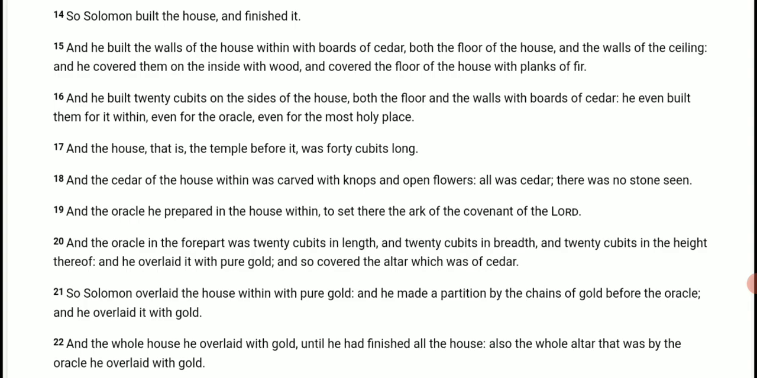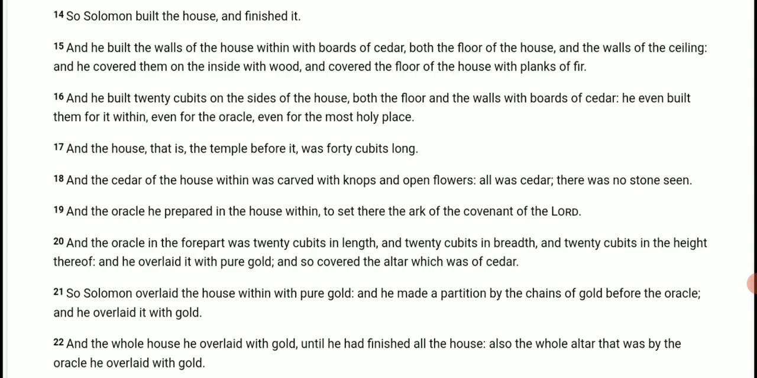And he built 20 cubits on the sides of the house, both the floor and the walls with boards of cedar. He even built them for it within, even for the oracle, even for the most holy place. And the house, that is the temple before it, was 40 cubits long. And the cedar of the house within was carved with knops and open flowers, all with cedar. There was no stone seen. There we go, that answers my question. So all of the stone was covered with ornamented wood.